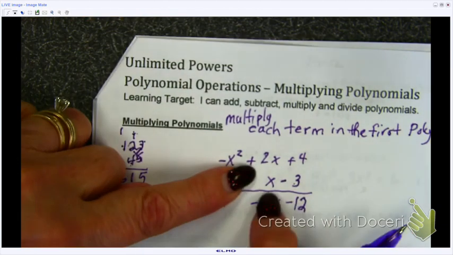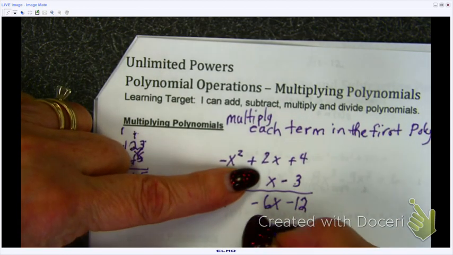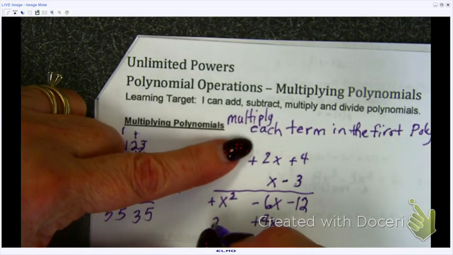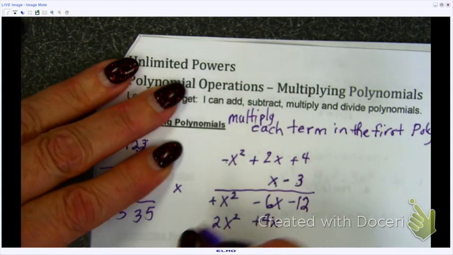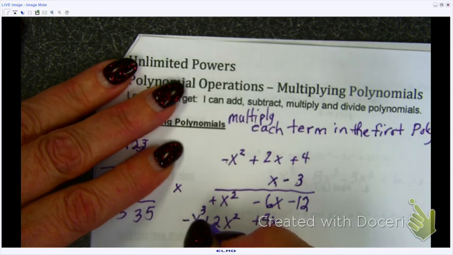Now we go to the next term. X times 4 is plus 4x. X times 2x is 2x squared. And x times -x squared is -x cubed. I left off my plus sign there.